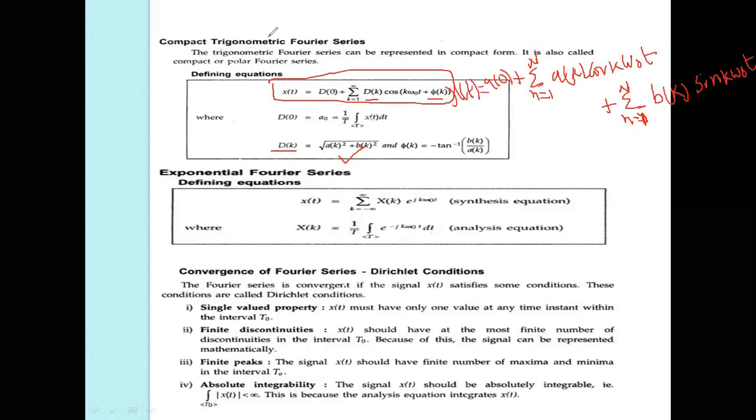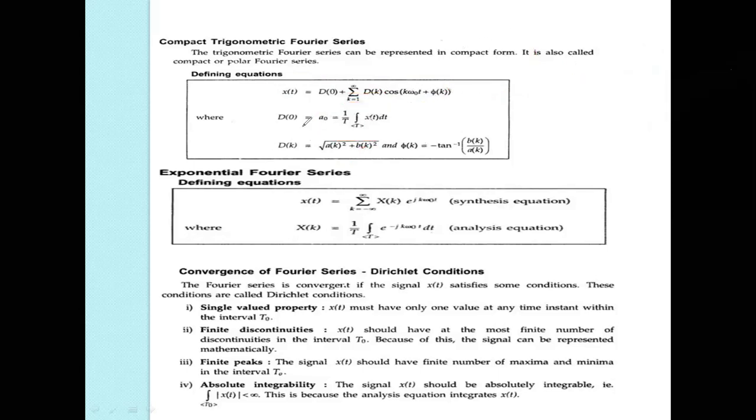Converting this trigonometric Fourier series gives the compact trigonometric Fourier series. Here a(k) and b(k) give the magnitude c(k), and the ratio of b(k) to a(k) with a minus tan inverse gives the angle theta of k. Rewrite the expression x of t as c(0), the same as a(0), which is 1 by T times the integral over T of x of t dt, or c(0) by 2, plus the sum of k equal to 1 to infinity of c(k) cos of k omega naught t plus theta of k. This is the compact trigonometric Fourier series.